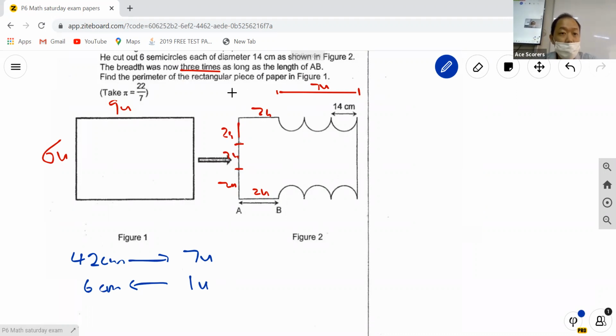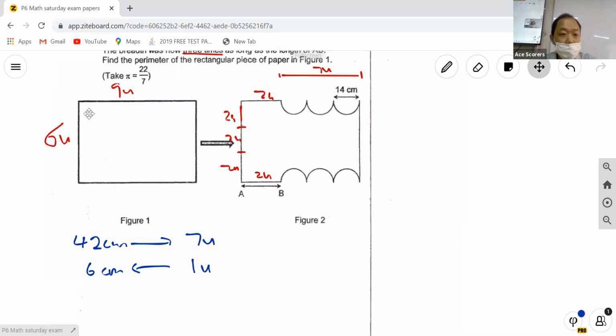All right. What is the perimeter of the rectangular piece of paper in figure 1? So if 1 unit is 6, how many units altogether? 6, 6, 12, 12 plus... 40 units, right? The perimeter is 40 units. Oh, sorry. This is 9 units, and this is 6 units. Okay, 9, 9, 6, 6. So altogether 40 units.